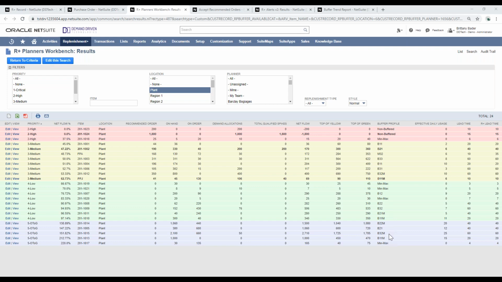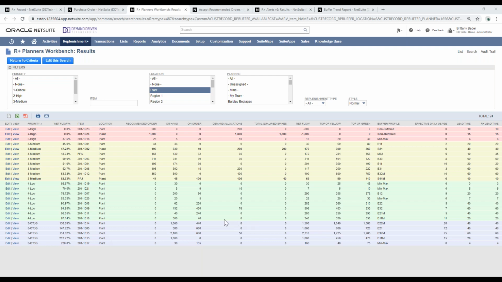And then these are those items that are in the blue, which means over top of green. I'm carrying too much inventory. So what I could do here is, some of these have recommended orders against them. I might be able to call up my vendor and cancel an order instead of receiving more supply so that I can work through that inventory position. Or if I have the option to transfer this to a different location where the net flow line might be in that yellow or red zone, I'm going to place a transfer order instead of receiving more supply.